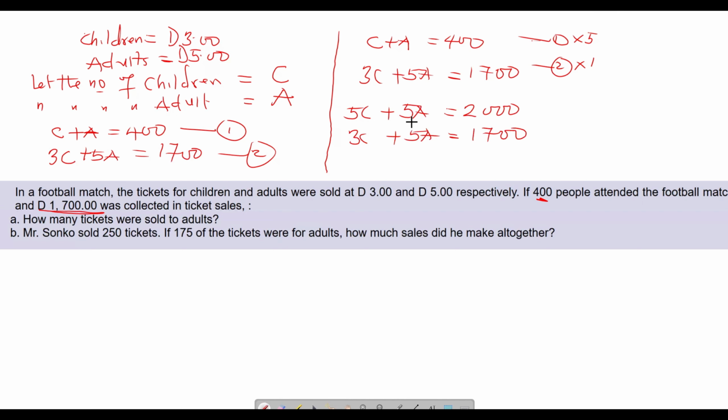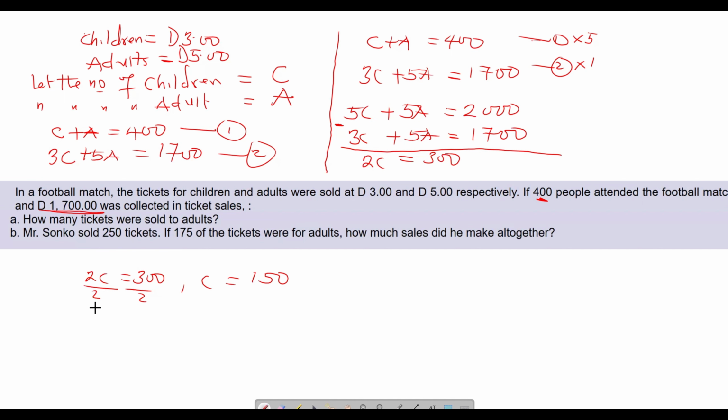Now the coefficient is the same. And if you look at the sign in front, it's the same. So we can subtract the equations to eliminate A. 5C minus 3C, that's 2C. 5A minus 5A, that's 0. And 2,000 minus 1,700, that's 300. So from there you can say that 2C equals 300. If you divide both sides by 2, you know that C equals 150. So the number of children is 150.